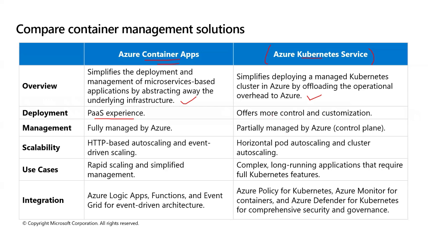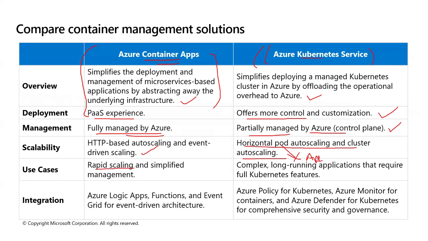Kubernetes is a platform as a service that offers more control and customization. Here you can have your load balancer and other stuff in terms of Kubernetes, but container apps is just a PaaS service where you don't take care of the underlying hardware. This is fully managed by Azure. Kubernetes is partially managed by Azure in the control plane, right? You can bring your own network as well. Container apps has HTTP-based auto-scaling and event-driven scaling. But Kubernetes has horizontal pod auto-scaling and cluster auto-scaling. A pod is nothing but your application.